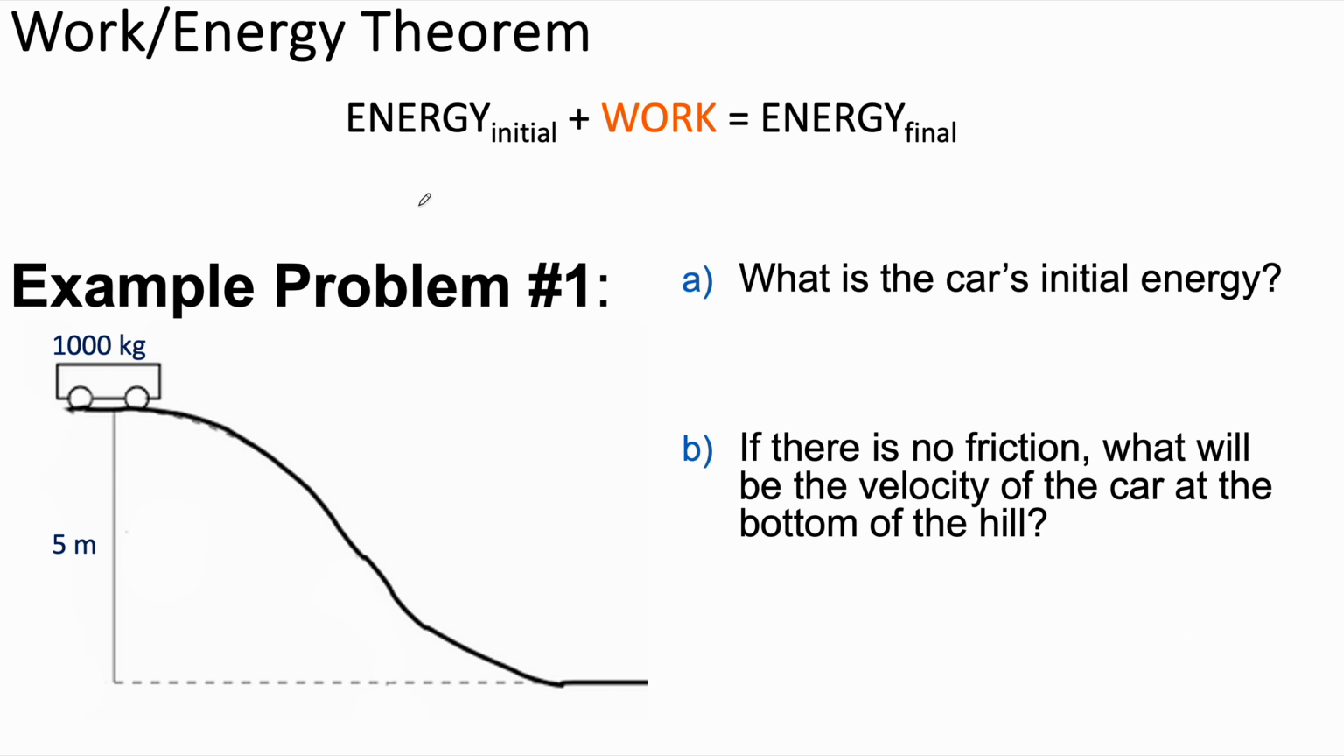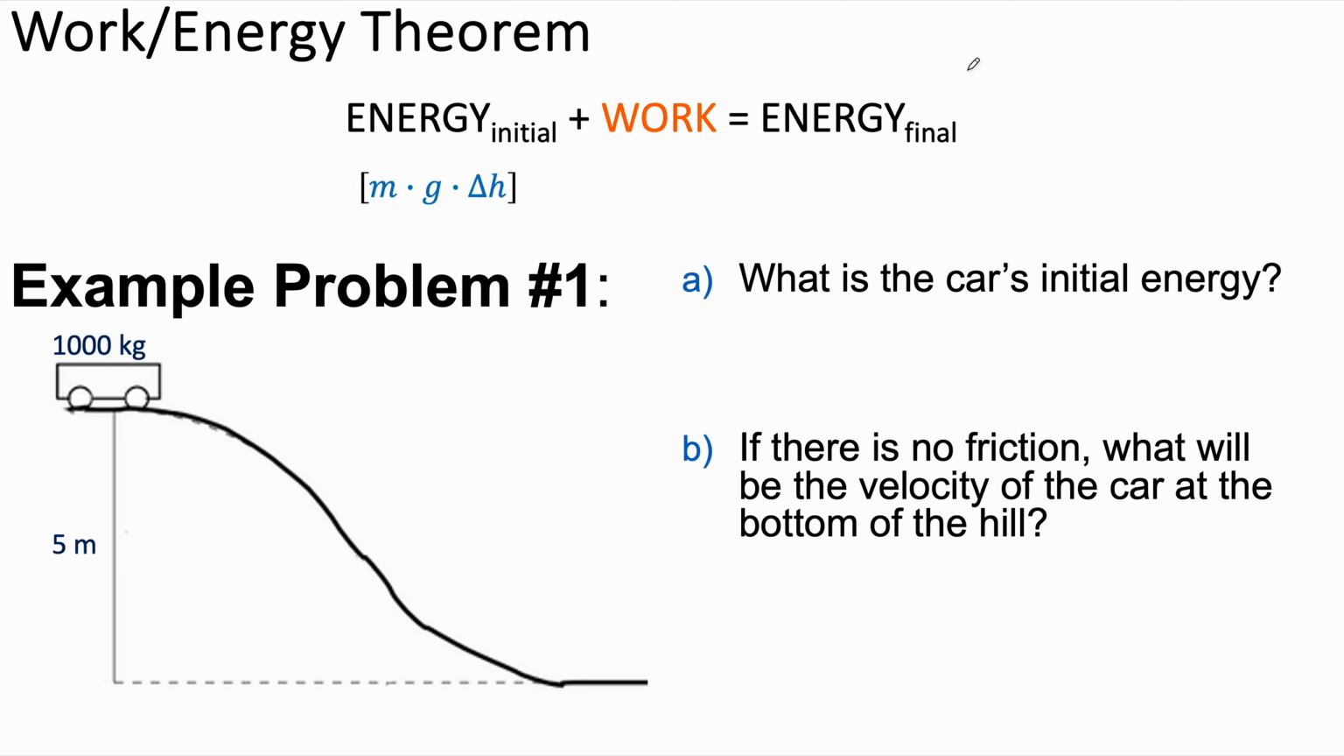So let's take a look at a couple of examples. In example 1, we've got a 1,000-kilogram car at the top of a 5-meter hill. Two questions: what's the car's initial energy? If there's no friction, what will be the velocity of the car at the bottom of the hill? So here's our work energy theorem. And the first question is, what's the initial energy?